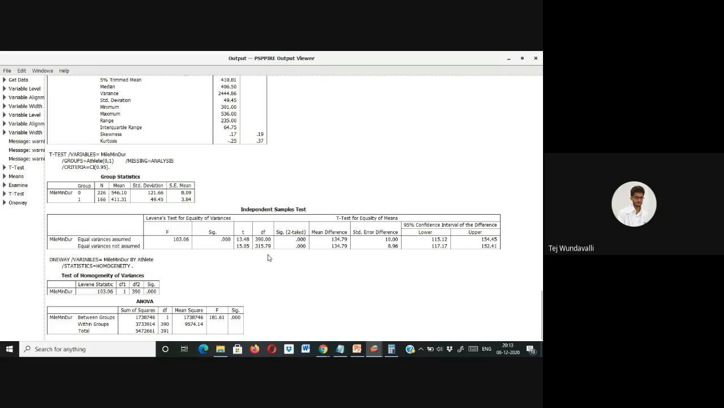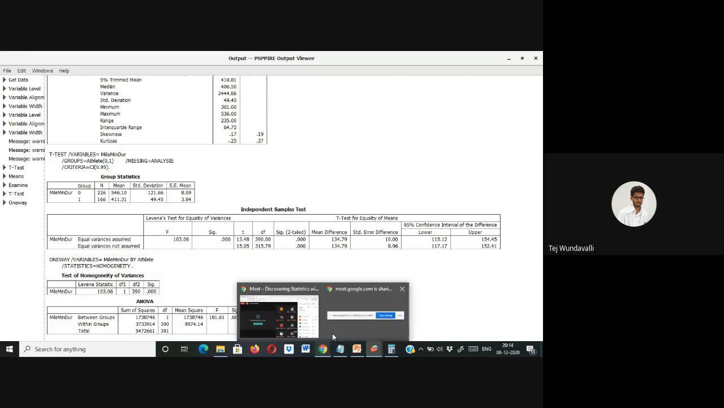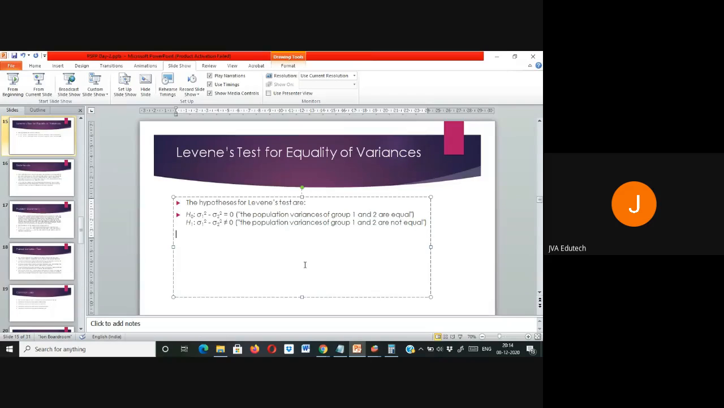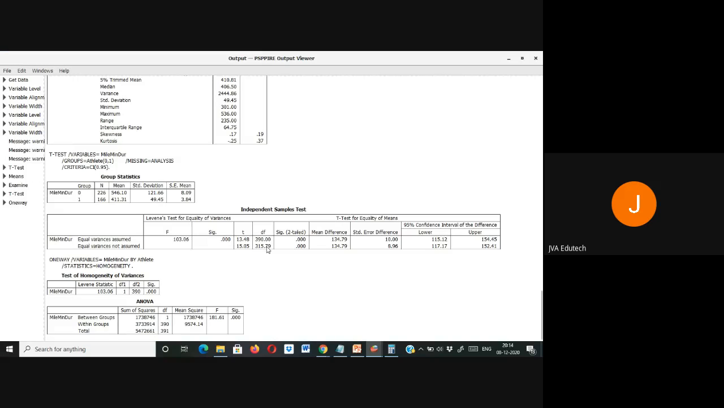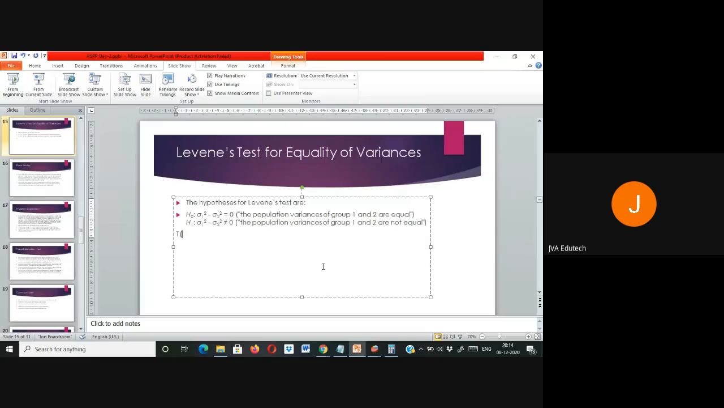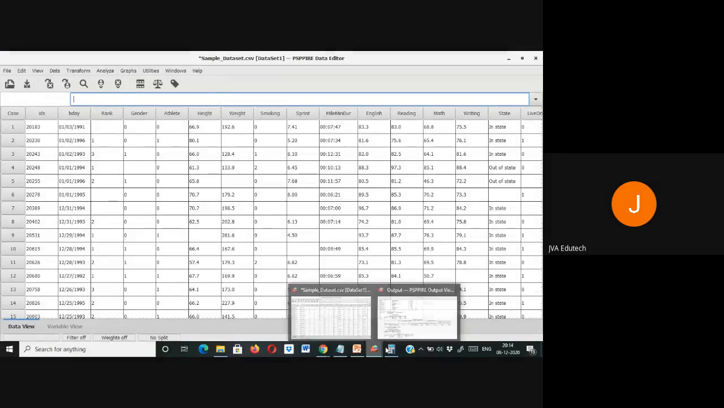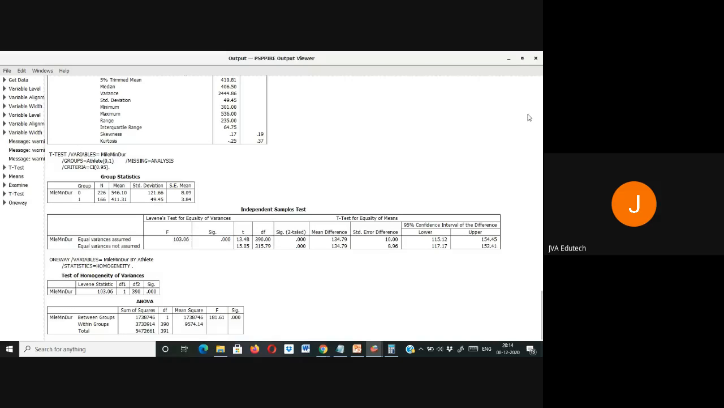Okay, so we will write the report like: t at the degree of freedom. Which degree of freedom will we take? The second one, 315.79. It is small t by default. Okay, t at 315.79.